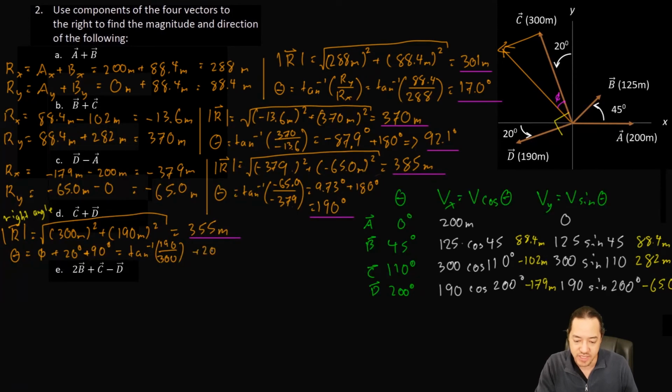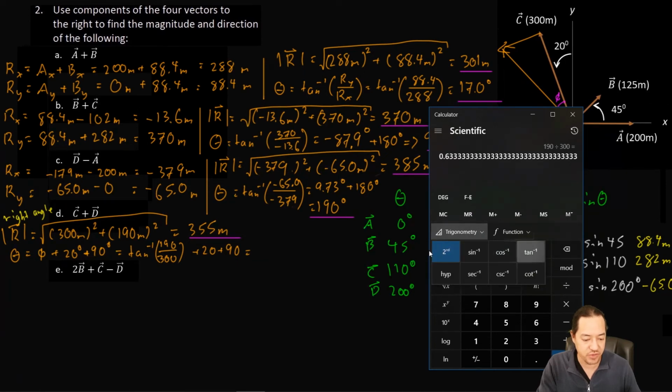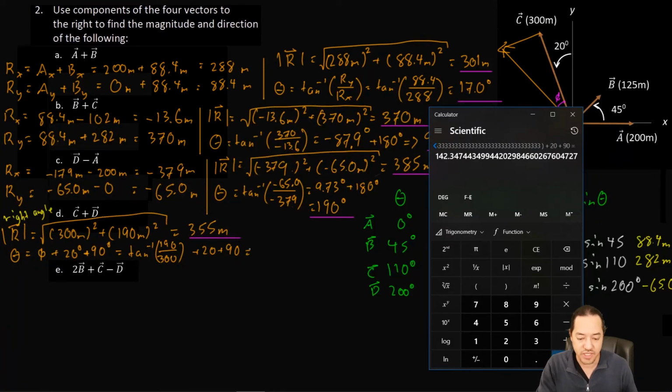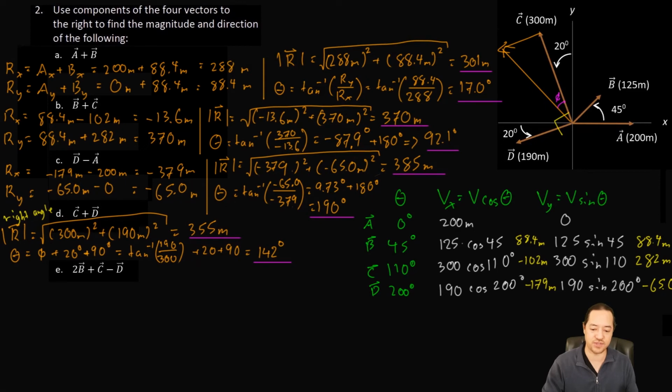Then we add 20 plus 90, and what do we get? So 190 divided by 300, and we're going to now take the inverse tangent of this to get phi. So phi is 32.3 degrees. Add 20, add 90, and our total answer is now 142 degrees. And that's going to be our answer right there for the angle of theta from the positive x-axis.